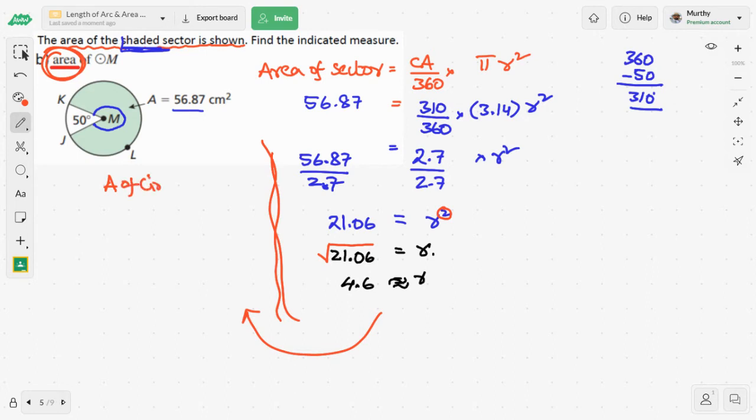area of circle equals pi times radius squared. Pi value is 3.14 times, what is the radius I got? 4.6 squared. So 3.14 times 4.6 times 4.6. So it is 66.44 square units. So that is square centimeters.